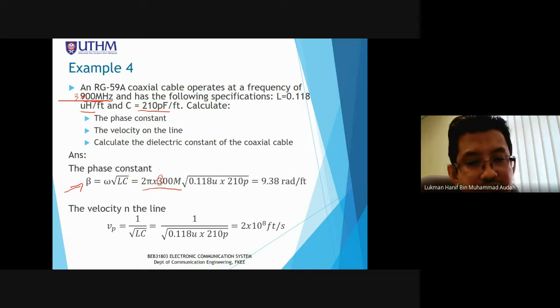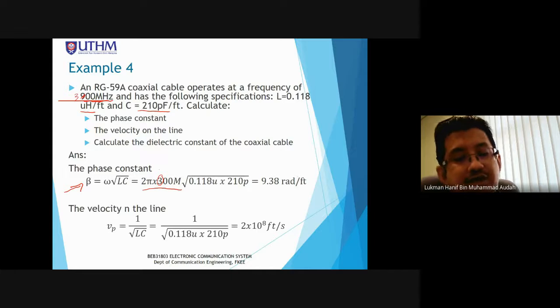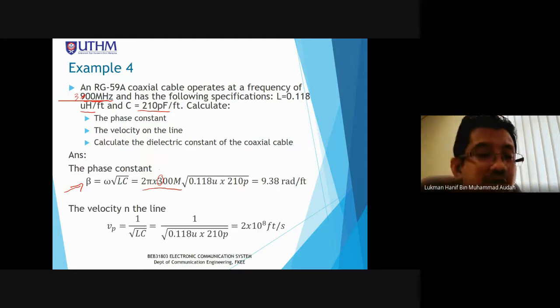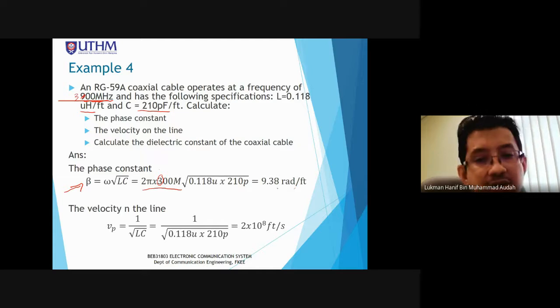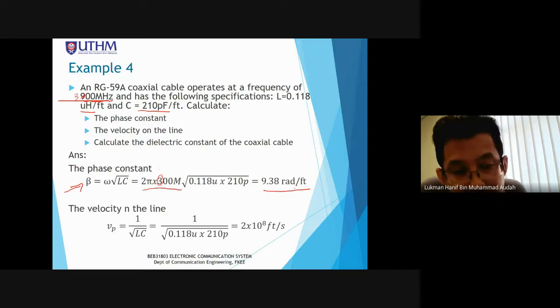So 9.38, the unit is radian per unit length. Unitnya adalah radian per unit length. Radian per unit panjang. Dalam kes ini dia menggunakan feet. So kita perlu menggunakan per feet. Okay, so 9.38 radians per feet.